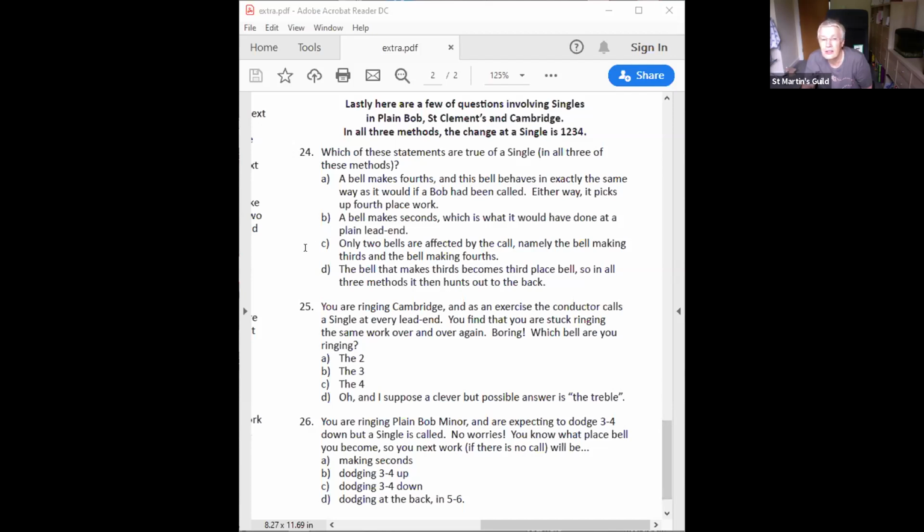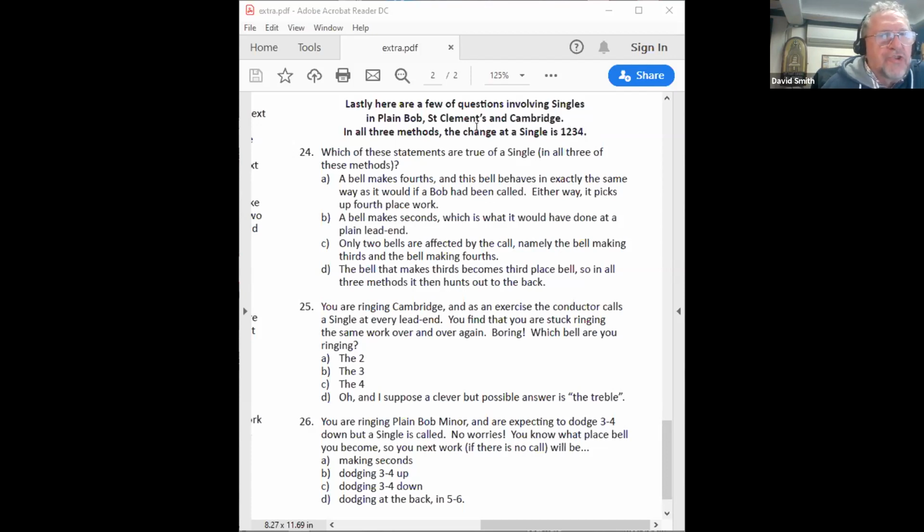Nobody waving yet. So, quite often, as we've just said, people find singles a little bit more confusing than bobs. I don't quite know why. I think it's because we normally think bobs occur much more often. But at a single, that's the other possible call. You remember there's a plain lead end, and the conductor can alter this by calling a bob, which happens a lot, or a single, which is a little bit more unusual. You might well ask, what happens at a single?